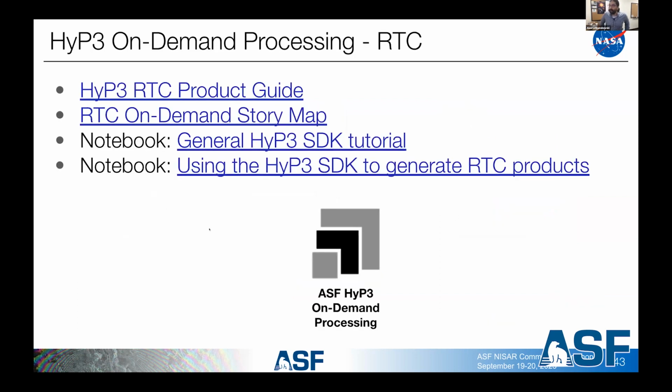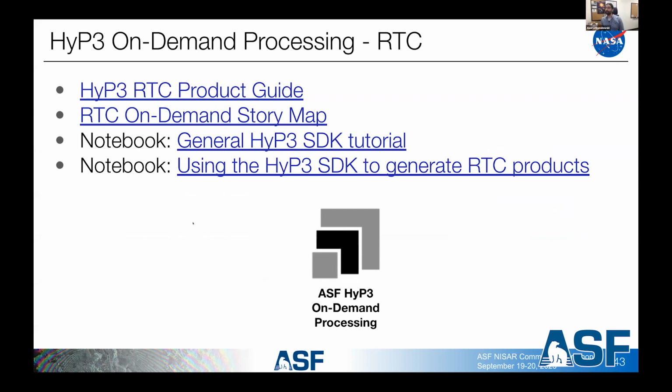And so, as we've said, you can order these RTCs from HyP in Vertex, as I showed. There are links here to the RTC product guide, and once again to the RTC on-demand story map. And then there are a couple links to notebooks that show you how to access HyP programmatically to order and download your data from a Python workflow.